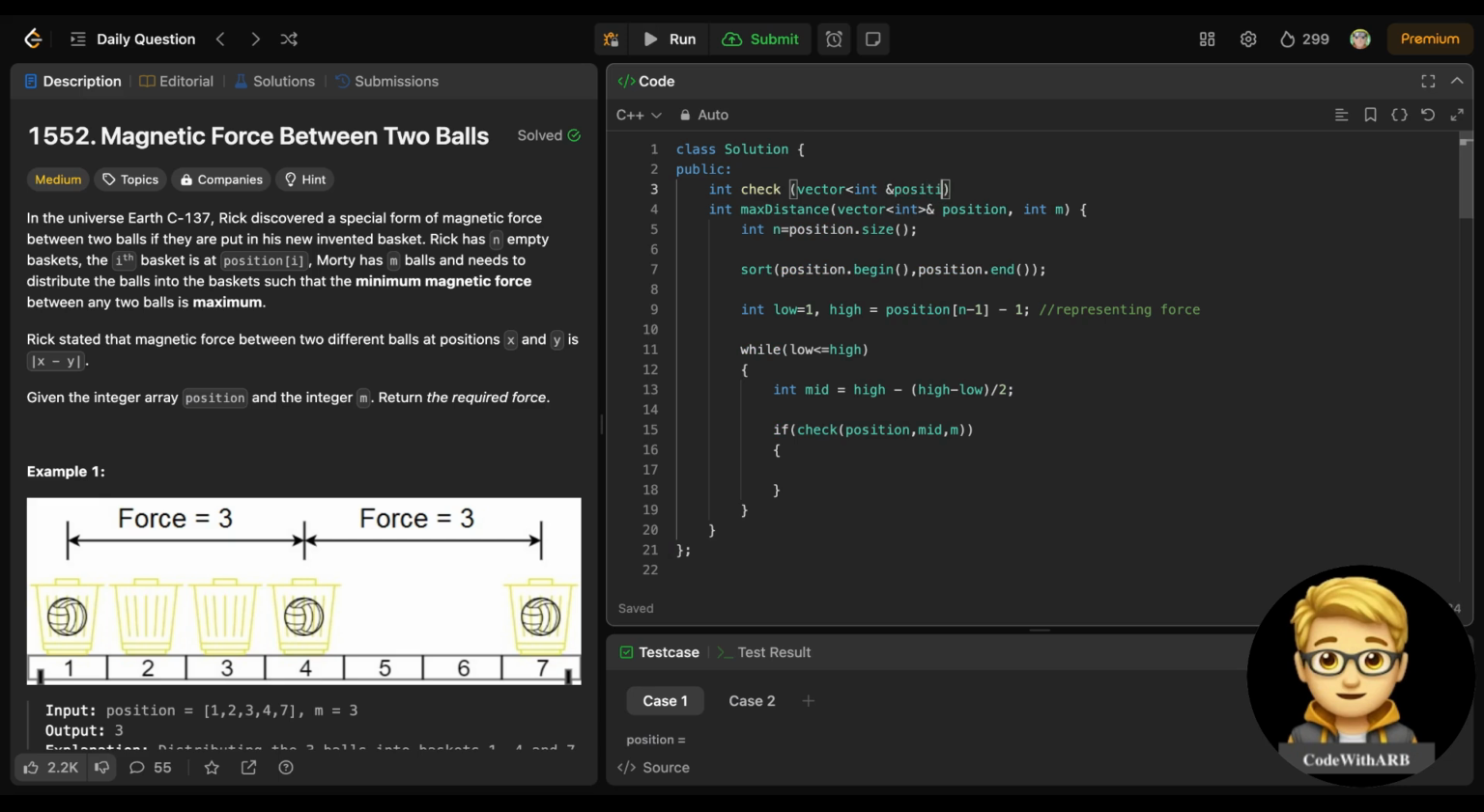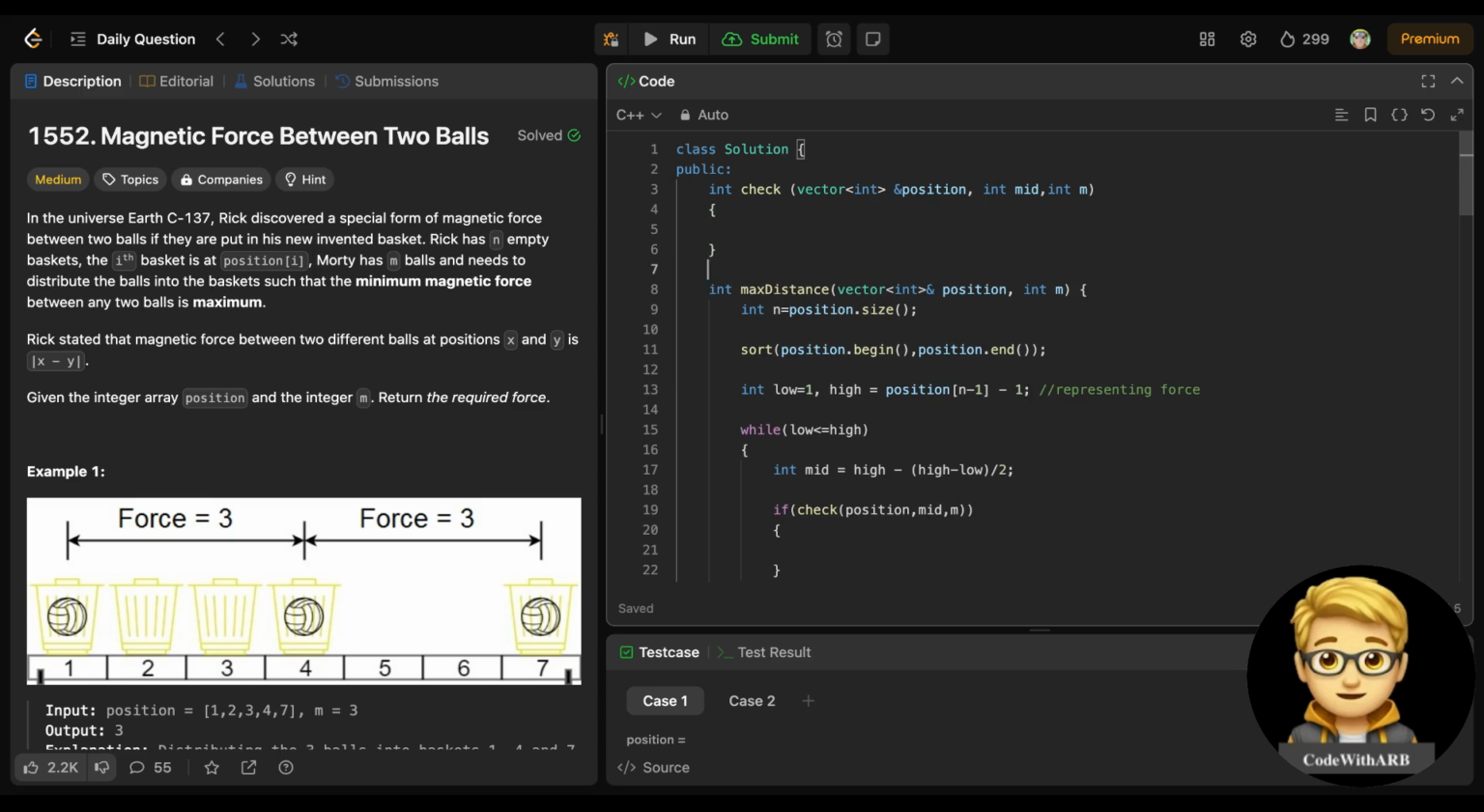Position. Okay, one thing I will tell you, that you must pass by reference, not pass by value, because I've already told in many videos that if you pass it by value, it creates another copy, right? So that takes extra time, complexity, and space also. If you pass it by reference, it just takes the memory reference, it doesn't create another copy, right? So always try to pass it by reference if you don't want to change the position value later in your code. So this is mid, and this is m.